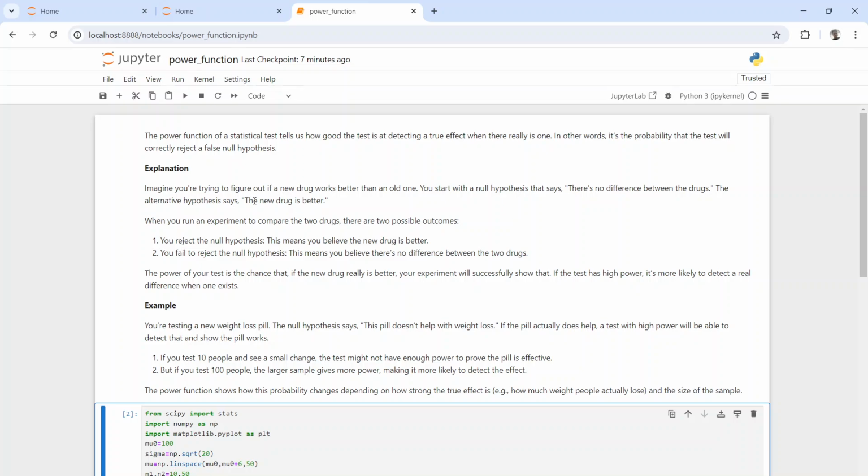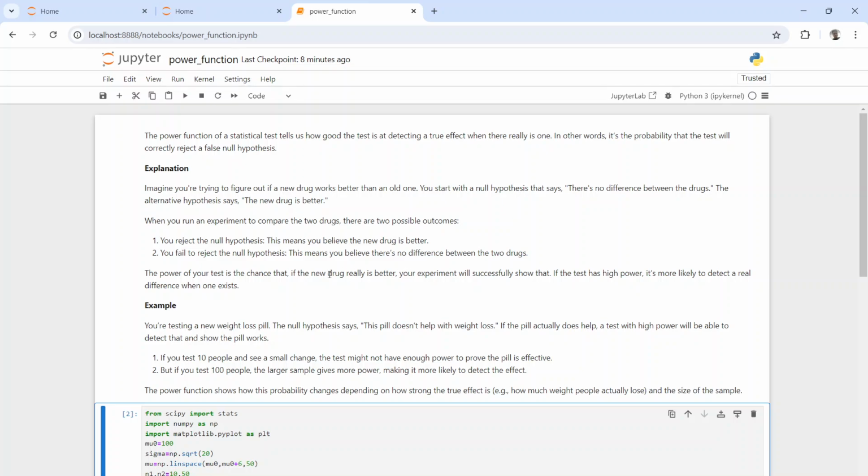So, when you perform an experiment to compare the drugs, there can be two possible outcomes. The first is that you reject the null hypothesis. This means that you believe the new drug is better. And the second is that you fail to reject the null hypothesis. This means that you believe that there is no difference between the new drug and the older one.